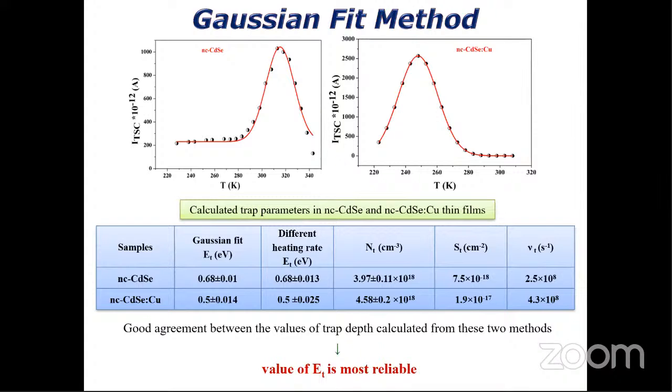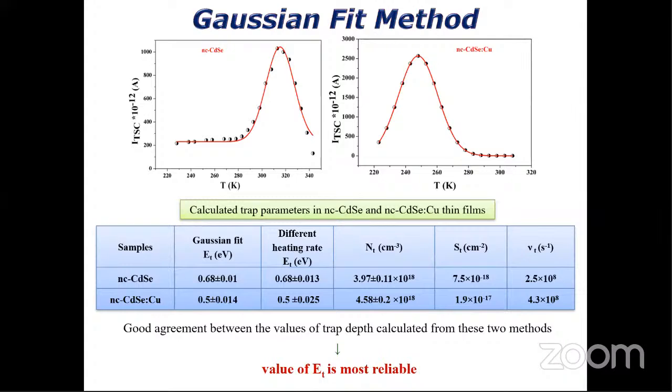Okay, so for the energy of the trap depth, in the undoped one we are getting 0.68 plus minus 0.01 electron volts or so, and we can see that with these two methods we are getting the same value. With the copper doping also we are getting the same thing.